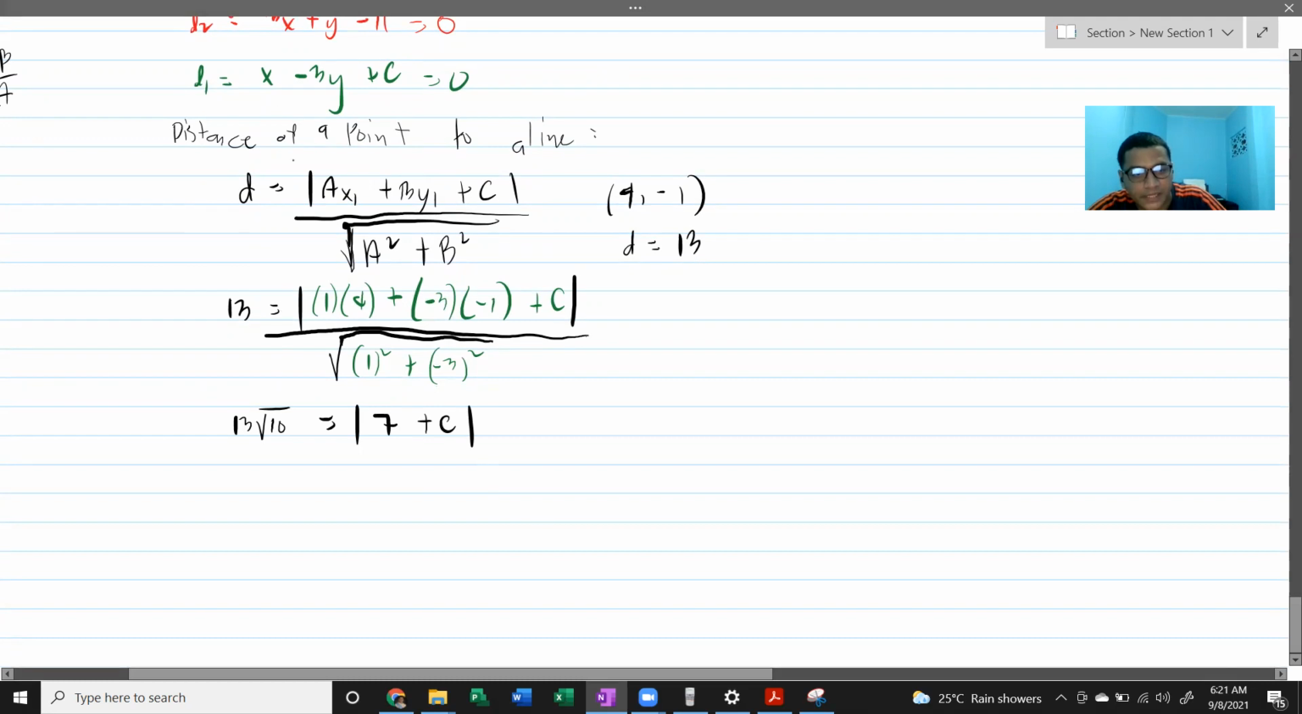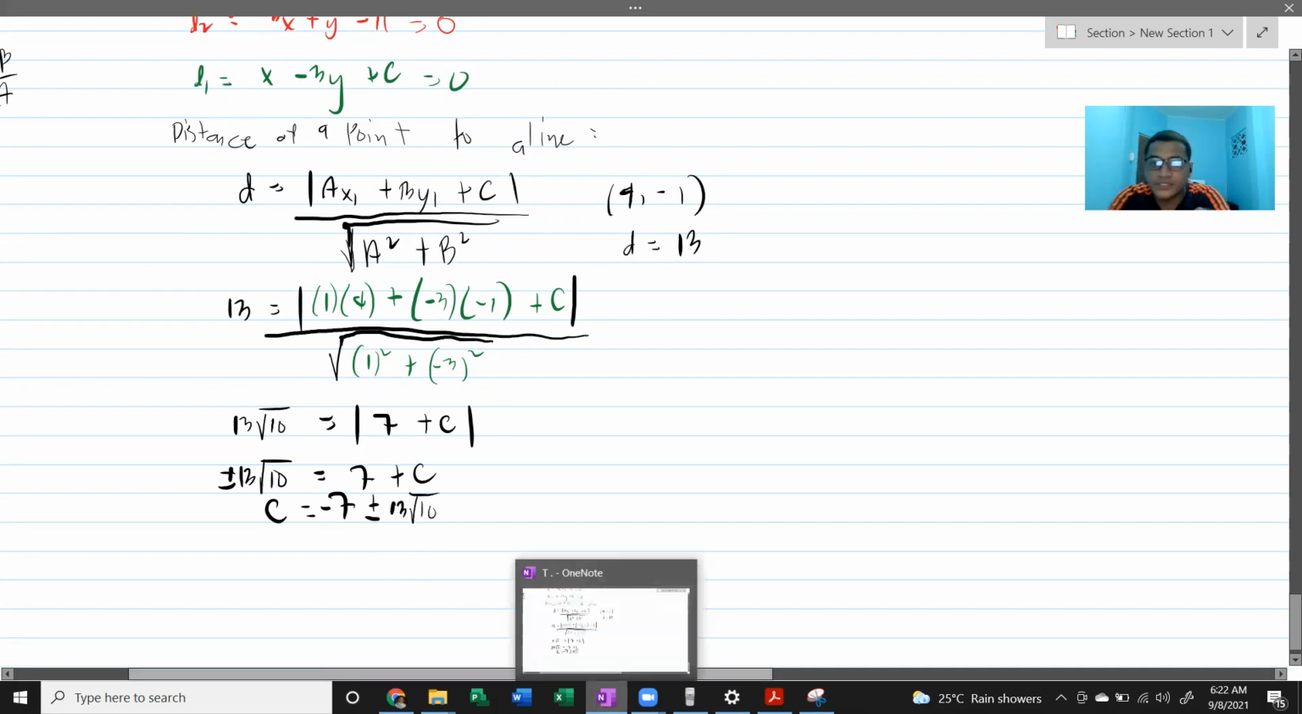So we have our positive and negative value of 13 square root of 10. So we have 7 plus c. So our c now is equal to negative 7 plus or minus 13 square root of 10.